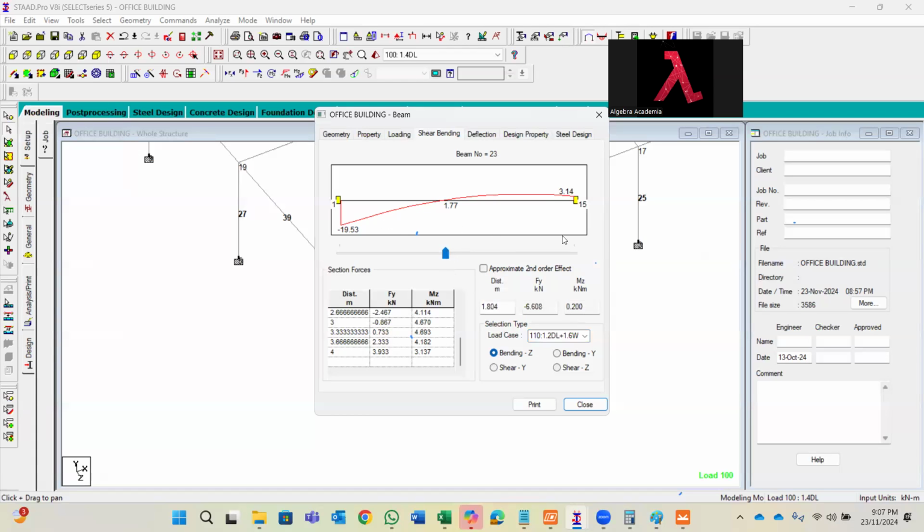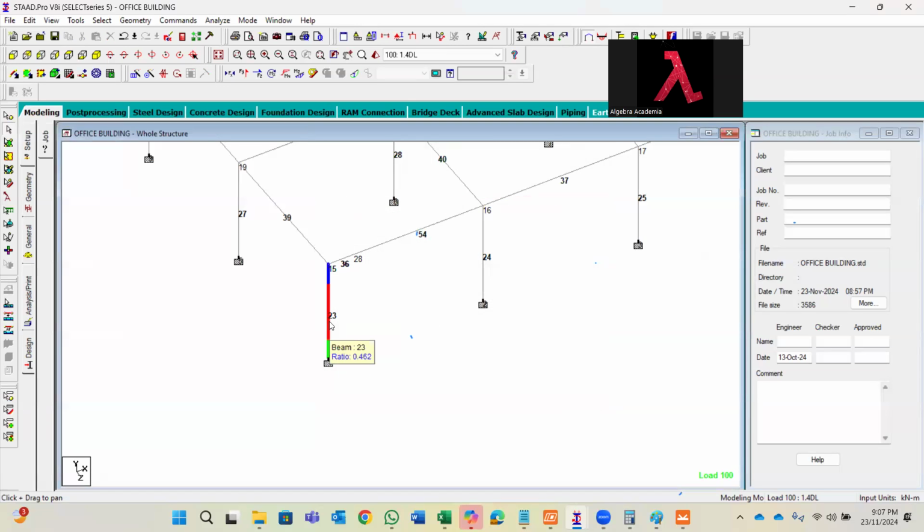It is not exactly half. It is, you can say, more than one third actually. But still, if you want to play on the safer side, at 1.25 meter also you are getting less moment, which is 4.17 kilonewton meter actually. Okay. So now going with this, I'll create 1.2 meters.